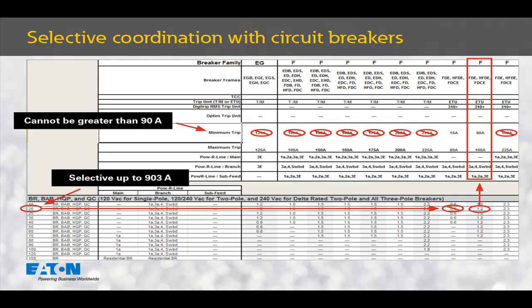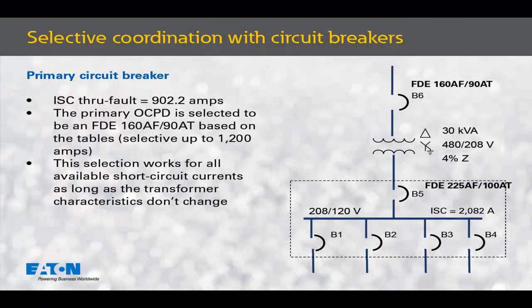So now we've selected all of the circuit breakers around this transformer, and they will selectively coordinate for all short circuit current values as long as my 30 kVA transformer doesn't change to a different kVA, and as long as my percent impedance is not less than 4%.